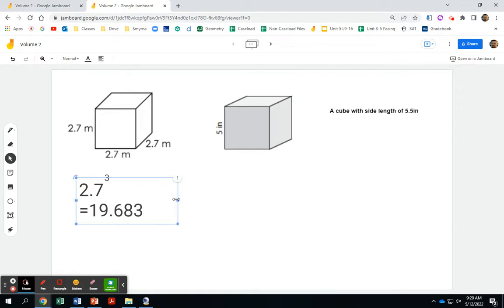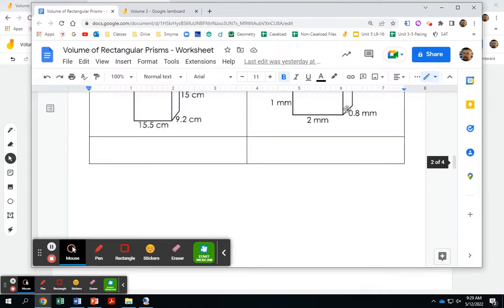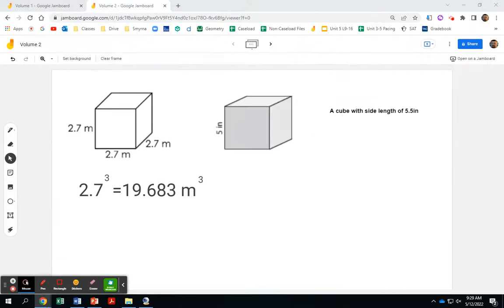And again, you're going to put meters cubed. There you go, that's your answer. Now you have to do this on your worksheet. As you can see, it says show all work and label properly. Labeling properly is putting that meters cubed right there. Who's got a question about that?